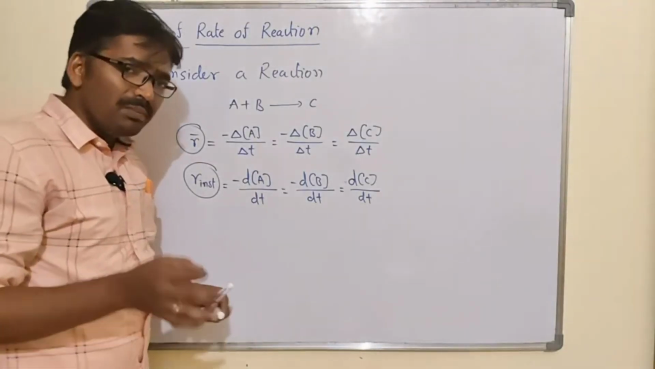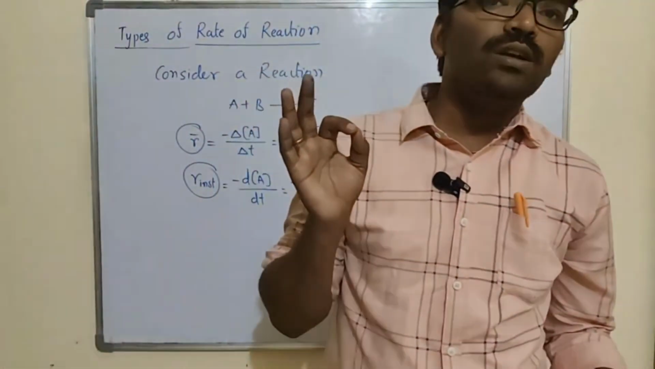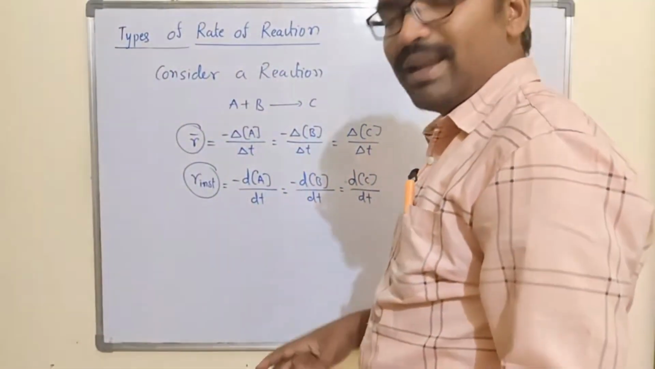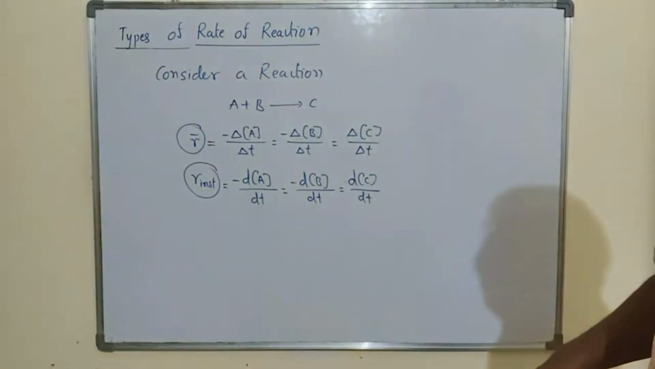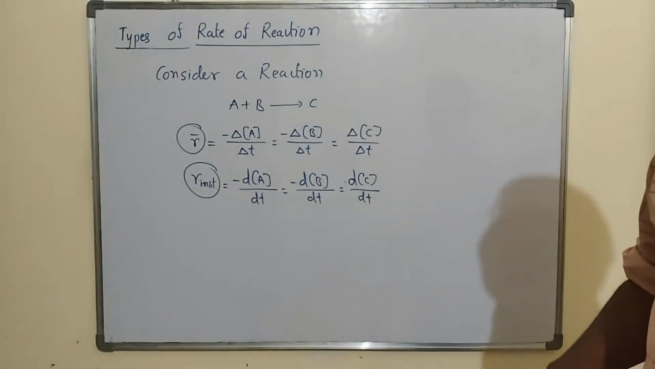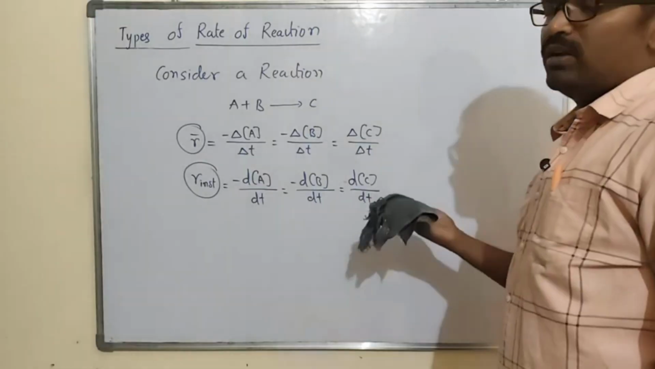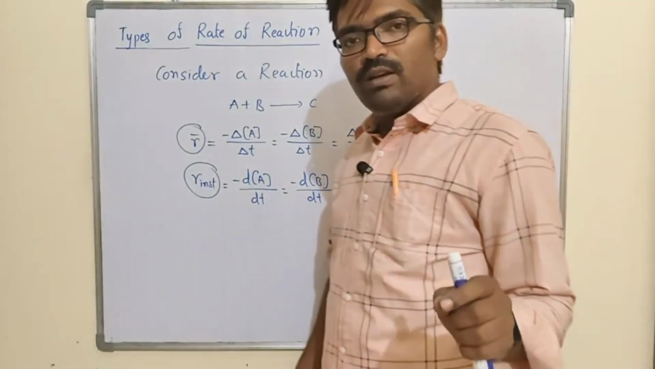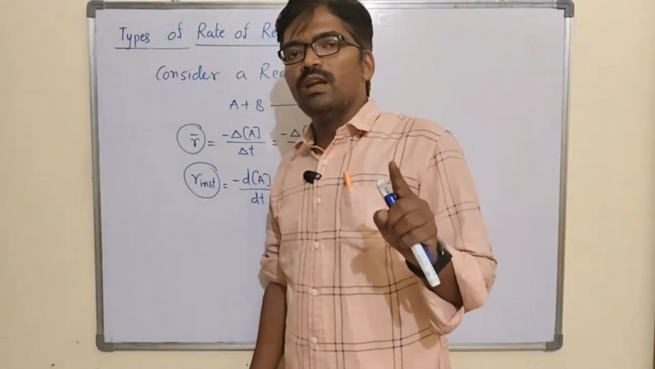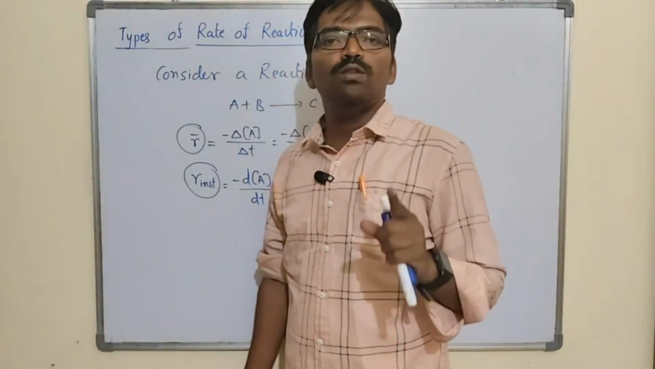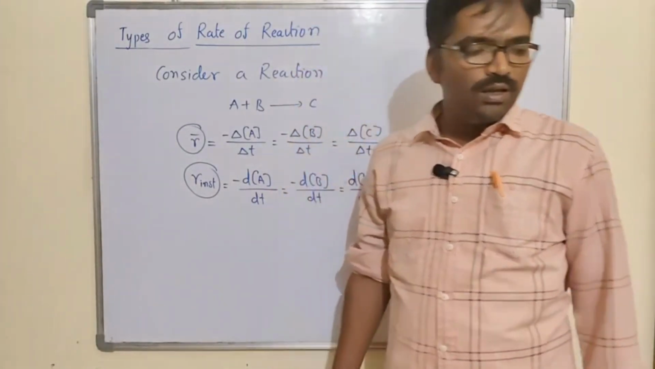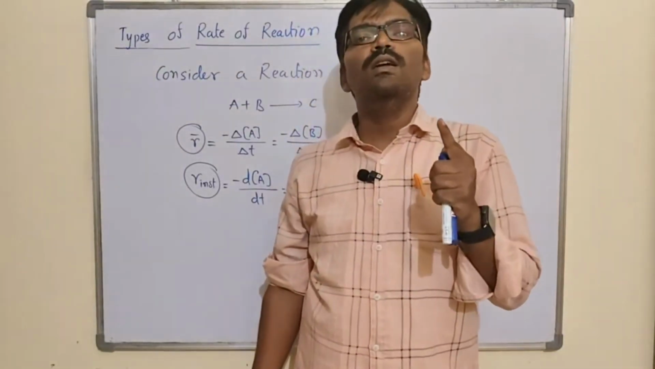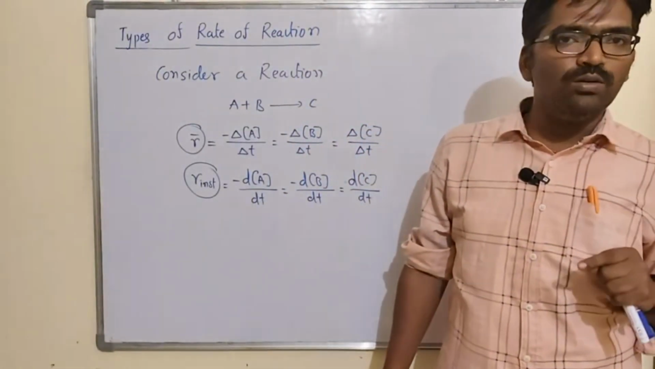Now we'll discuss how to express the rate of reaction for all the other reactions. Before that, we have to discuss the important points required to express the rate of reaction. Whenever we consider the rate of reaction, we have to calculate for only 1 mole of reactants or 1 mole of products. Clear, my dear students? The rate of reaction is always measured for 1 mole of reactants or 1 mole of products. That is the first point you have to remember.